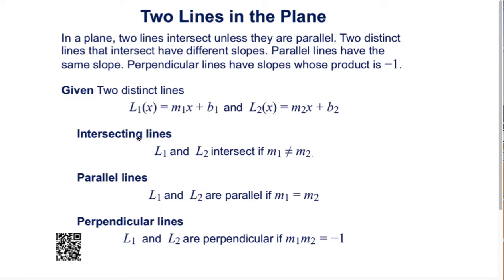So there are three types of lines. Technically, there are four, but three is what we're going to focus on. So intersecting lines are if the first line and the second line intersect if the slopes are not the same. Okay. Parallel lines, the lines are parallel if the slopes are the same. And then perpendicular lines that meet exactly at 90 degrees, the slopes have to be, when you multiply them, they equal -1. Or the slopes have to be opposite and reciprocal. Okay, so let's begin.